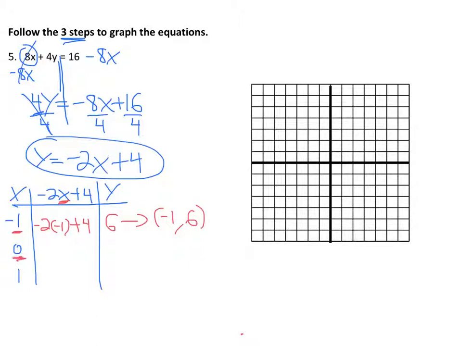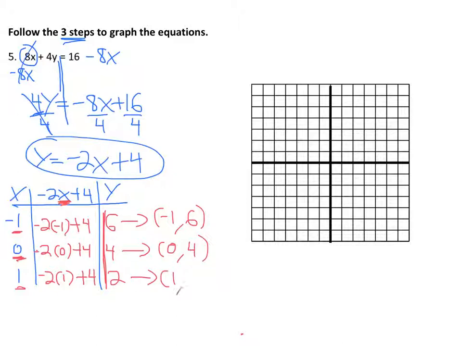If I plug in 0 for this x, then it's negative 2 times 0 plus 4. See, negative 2 times 0 is 0. 0 plus 4 is 4. And then this ordered pair is 0, 4. Okay, and then if I plug in 1 for that x, it's negative 2 times 1, and then plus 4. So negative 2 times 1 is negative 2, and negative 2 plus 4 is 2. You can see this pattern right here. It goes down by 2. So this ordered pair is 1, 2.